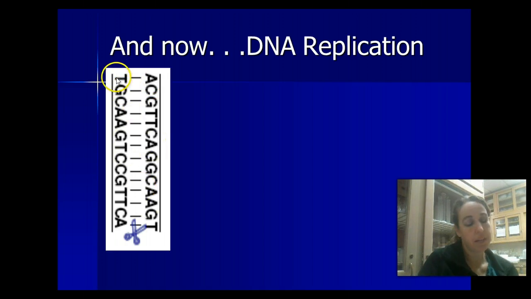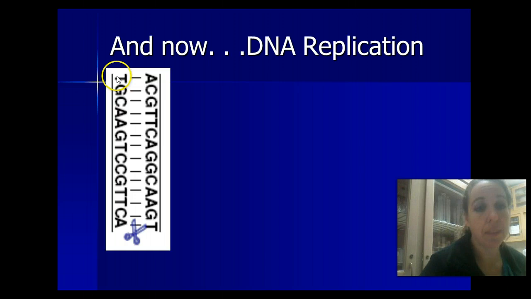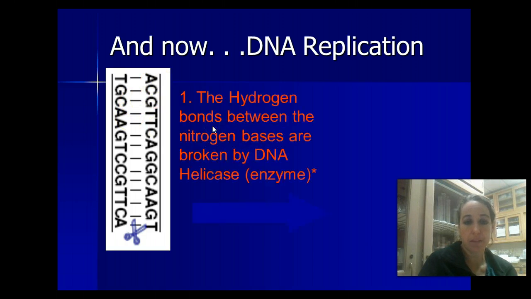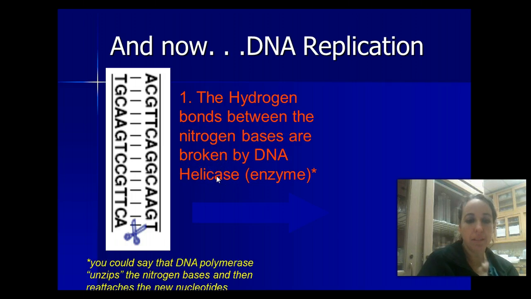And remember, it's really one of the unique things about DNA that if we have one strand, it determines what the second strand is, so it can replicate itself. So the first thing that has to happen is that all of these hydrogen bonds have to be broken. And that occurs by the enzyme DNA helicase. So DNA helicase unzips the DNA is usually how we say it. It unzips your genes.